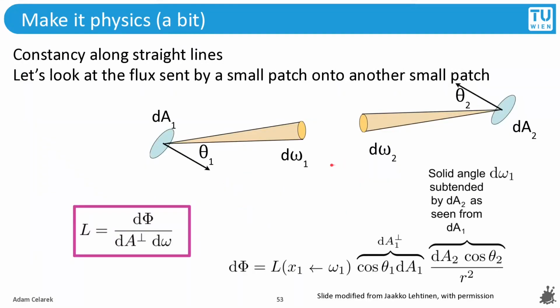Let's now look at the flux that is sent from this surface patch towards this one. We have the formula here. It is very similar to what we have seen before for the integral of the incoming light. We have the solid angle in here, we have the incoming cosine here, and we have an additional differential here. This is because we have now a surface patch and not a single point. And this is the flux.